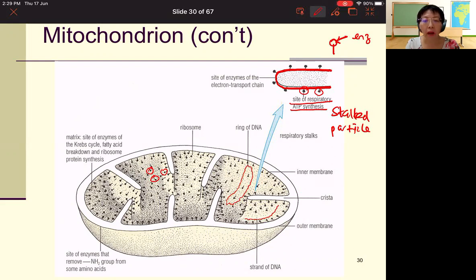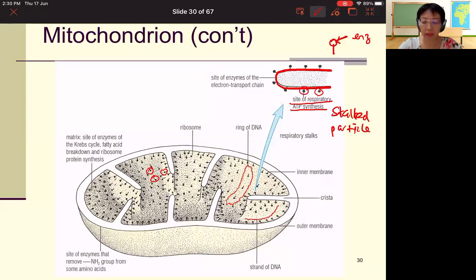Okay, so now my question to you is, is the ATP being synthesized in A, crista, or B, inner membrane of mitochondrion? Which answer is more accurate? A or B? Please type your answer. A or B. So the answer is B.